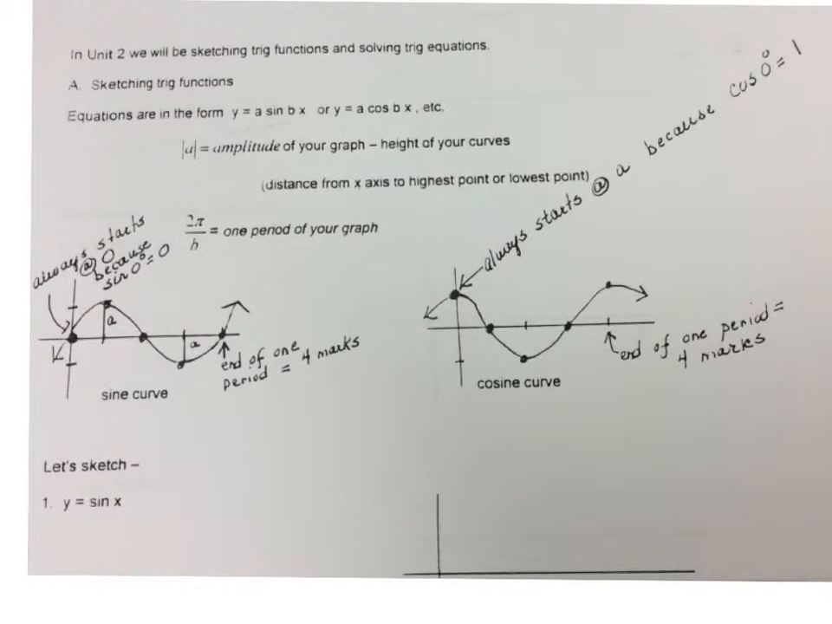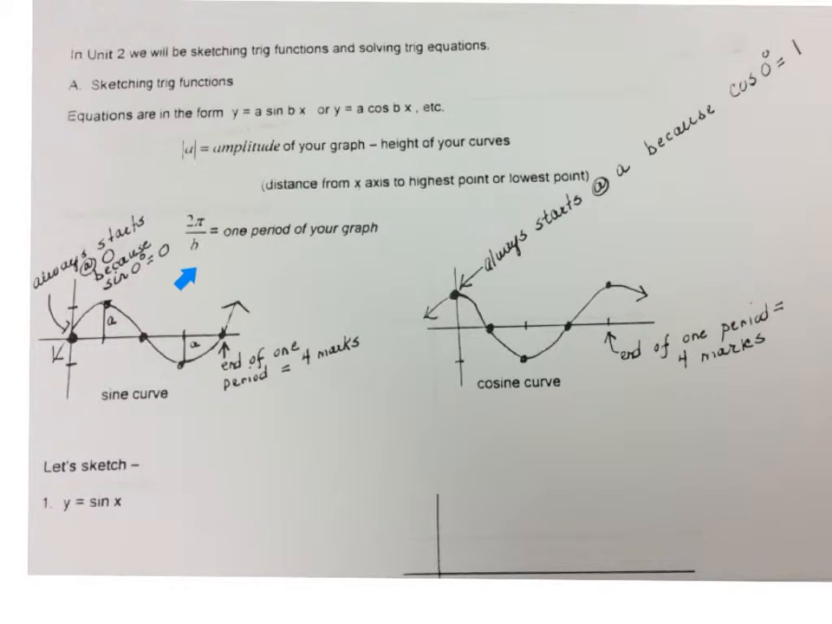Graphing trig functions. Start off with the amplitude. The amplitude of your graph is the height of the curve, the distance from the x-axis to the highest point on the curve, or the distance from the midline to the height of the curve.